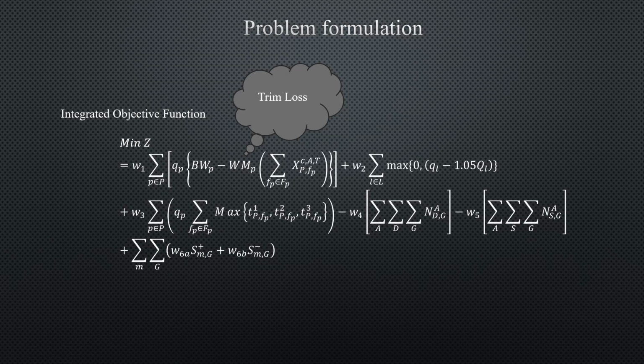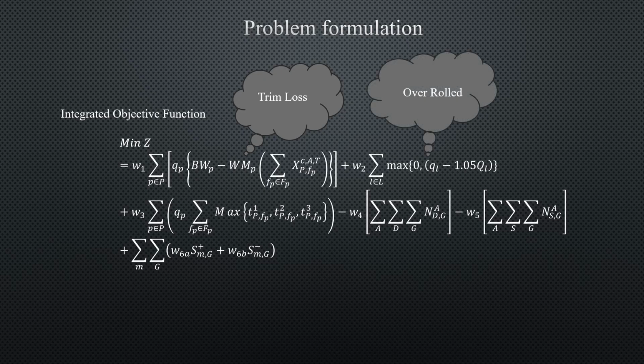This is calculated by subtracting the total waste of the finished products across all feeds within a pattern from the initial bloom weight, and then multiplying the result by the usage frequency of the specific pattern. The second term is the overproduction material. This represents the excess volume produced beyond the customer acceptable limit.